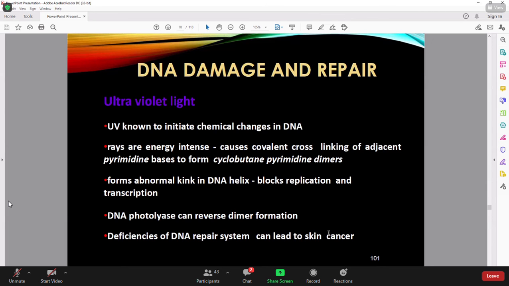So how can this UV light cause changes in DNA? It can cause covalent cross-linking of adjacent pyrimidine bases to form cyclobutane pyrimidine dimers. It forms an abnormal kink in the DNA helix, which leads to blocking of replication and transcription. So the central dogma cannot occur continuously: DNA replication, then transcription, then translation, because of the abnormal kink in the DNA helix. DNA photolyases can reverse dimer formation, and deficiencies of the DNA repair system can lead to skin cancer. So be careful if you are working with UV light. It is in the lab too. Be careful.